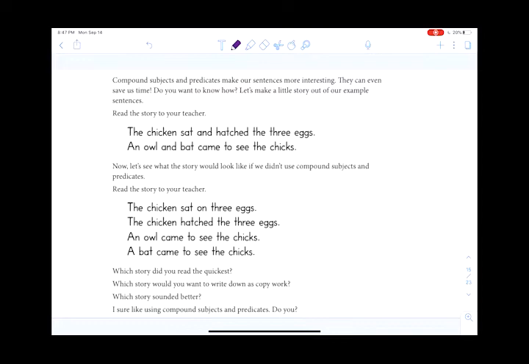Which story did you read the quickest? Which story would you want to write down as copy work? Which story sounded better? I think it's the same for all of us when I say using compound subjects and predicates is the best. Now, have some fun and complete the maze. I'll see you next time.